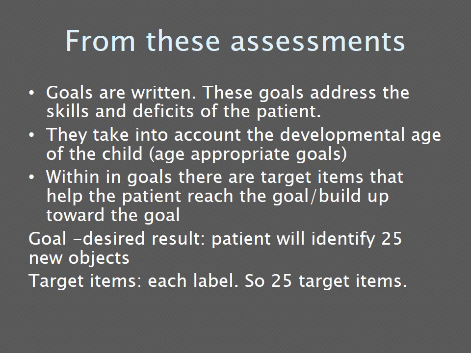From these assessments, goals are written. These goals address the skills and deficits of the patient. They take into account the development age of the child, so we have to make age-appropriate goals. Within these goals, there are target items that help the patient reach the goal or build up toward the goal. So the goal is a desired result, such as the patient will identify 25 new target objects. Target items would be each of those labels, so like identification of each target item. So the overall goal would be the patient will identify 25 new objects, while each target would be each one of those 25 items.